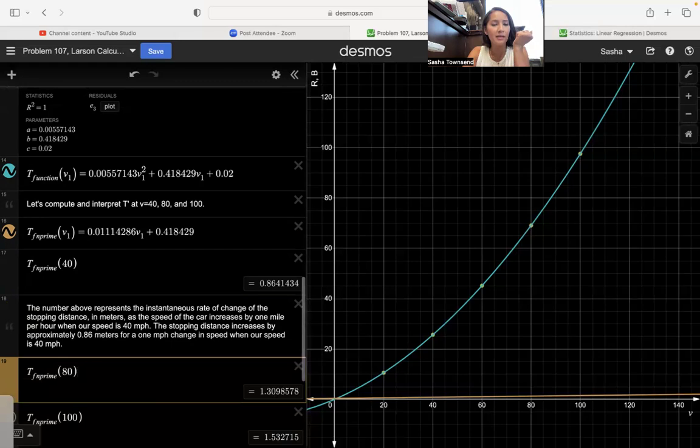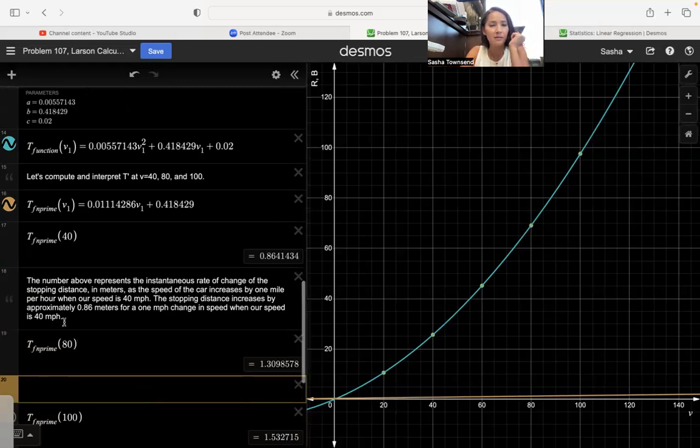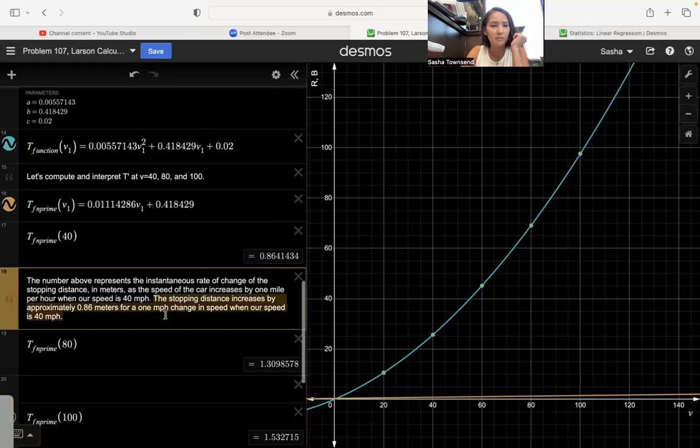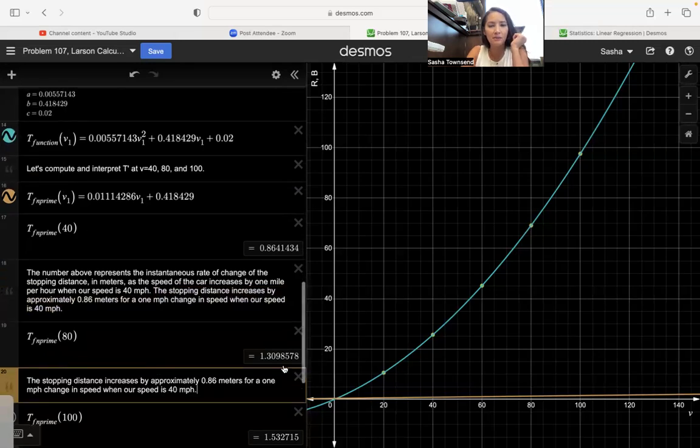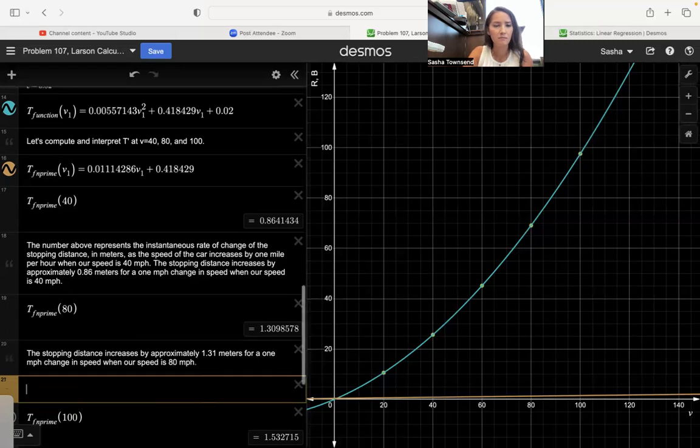And then we do the same thing at v equals 80. So I'm just going to take that last sentence and copy and paste it. The stopping distance here increases by approximately 1.31 meters for a 1 mile per hour change in speed when our speed is 80 miles per hour, because that's what that v equals 80 means.